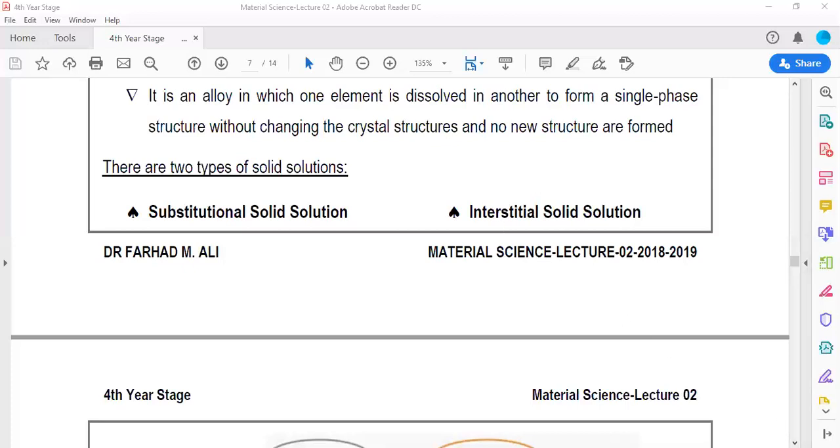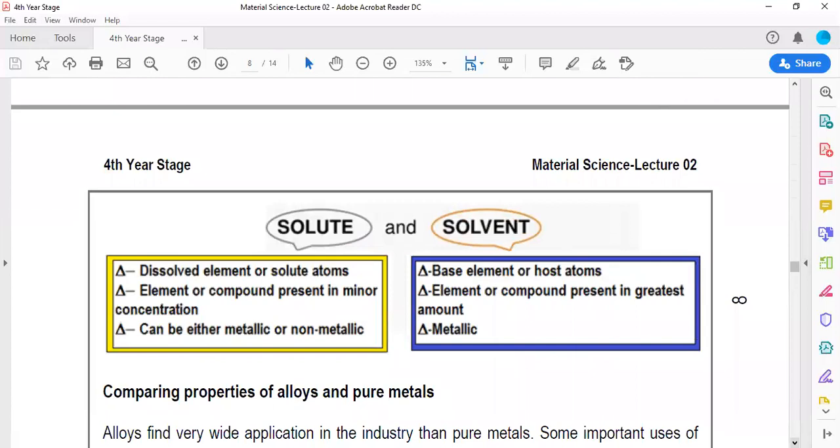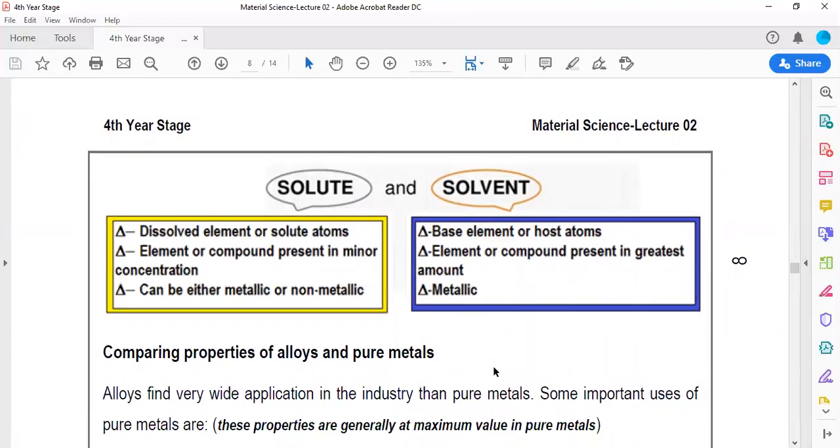If you move to the next page, again showing you what is solvent and what is solute. If you look at the box of the solute on your left, it says dissolved element or solute atoms, could be element, and the solvent is base element or host atom. So we have one is the base, and the other one is an additive, or we can look at it the other way as sort of impurities, but it is not considered as impurities, but it is something similar to impurities.